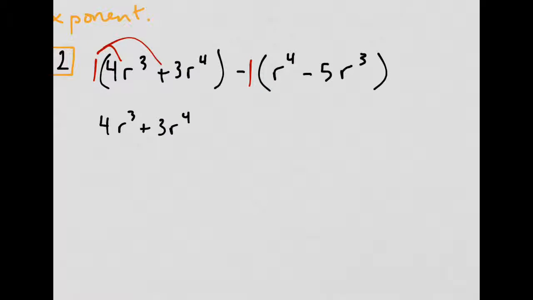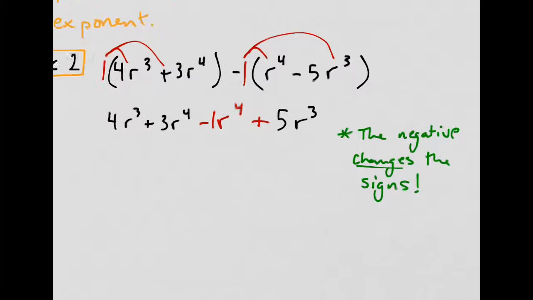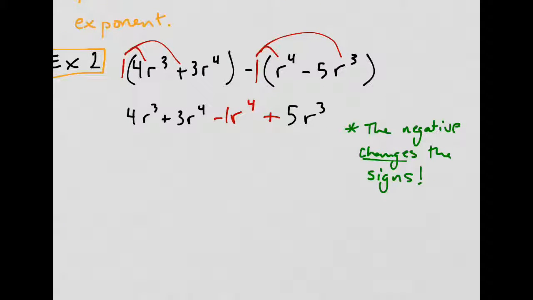But on this one, we got negative, it looks like I'm talking about the exponent. So negative 1 times r to the 4th is negative r to the 4th, or negative 1r to the 4th. And then a negative times a negative is a positive, so positive 5r to the 3rd. So the negative changes things.